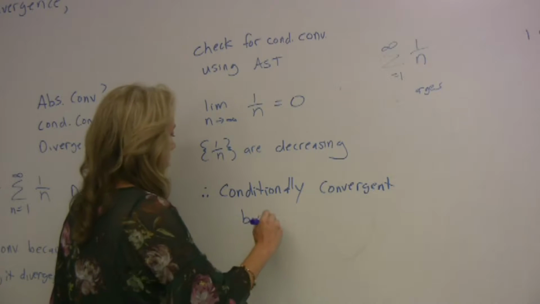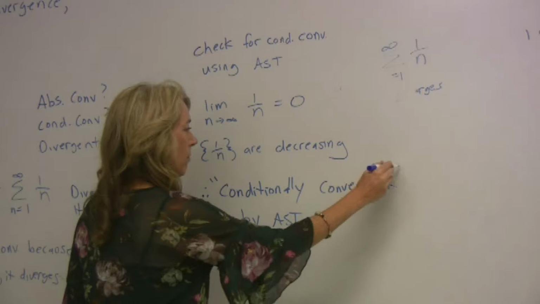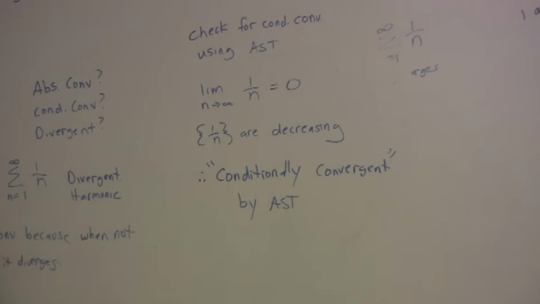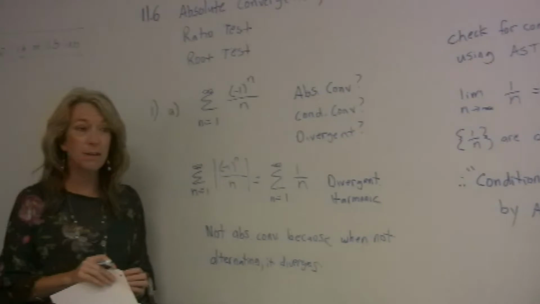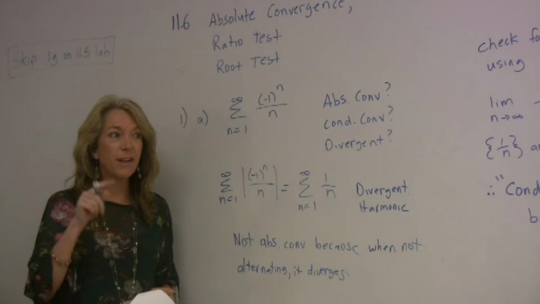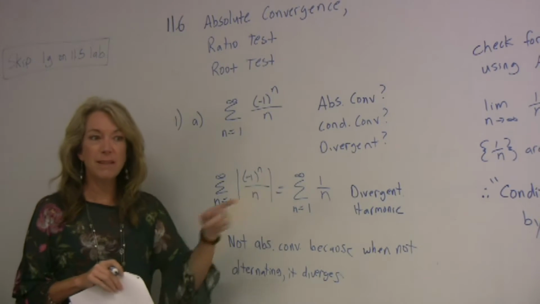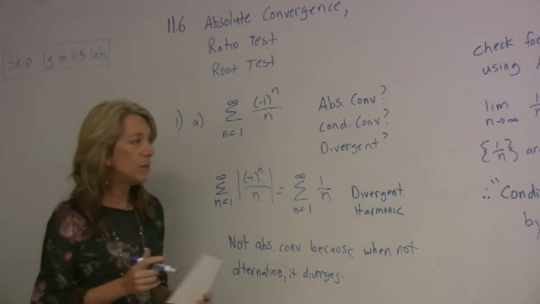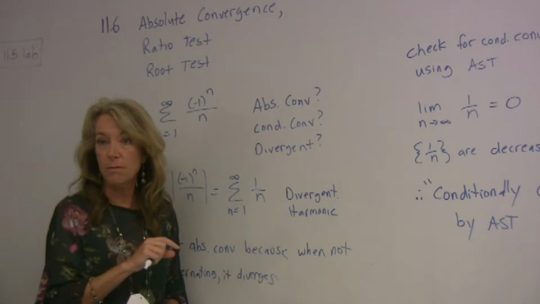Why is it conditionally convergent? Only when it's alternating does it converge. It converges on the condition that you let it alternate. If it doesn't alternate, it diverges. So that's what makes it conditional. So I don't have to check for this one because I'm done. I got conditional convergence.